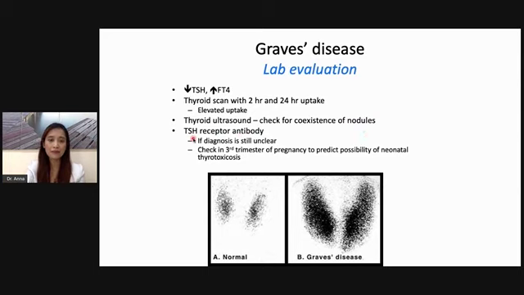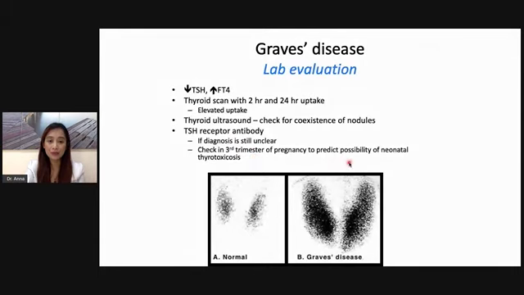Next would be thyroid ultrasound, no, to check for coexistence of nodules, and if the diagnosis is still unclear despite your thyroid scan and your thyroid ultrasound. Also, before I forget, in thyroid ultrasound, these patients would have increased color Doppler flow. So if you don't have a thyroid scan in your area of practice, and your thyroid ultrasound shows increased color Doppler flow, meaning there's increased circulation in the thyroid gland, that can also be a way for you to diagnose Graves' disease. Then check TSH receptor antibodies if the diagnosis is still unclear. But if it's already clear cut, no need to request for your TRAB because this is a very expensive test.